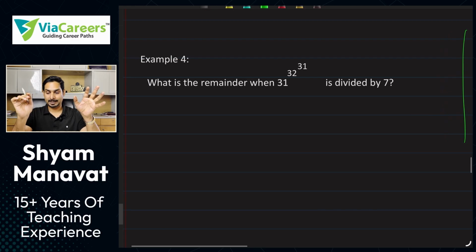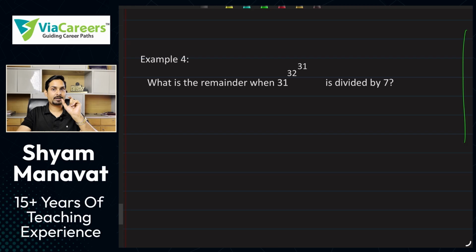Here you can see there is no bracket. What does it mean? It's not 32 into 31, and it's not even 31 to the power 32. Don't treat it like this. When you don't have any bracket, you simplify the topmost power. That means you need to first find the value of 32 to the power 31. But we are answering an exam which is not calculation based. It's more of smart work. So here you have a divisor which is 7.